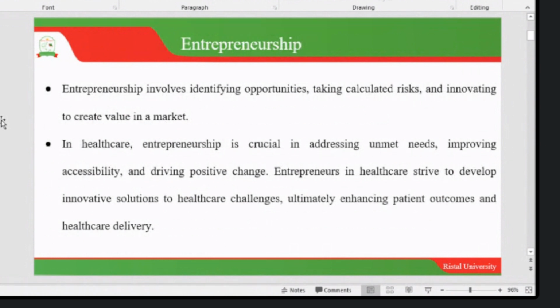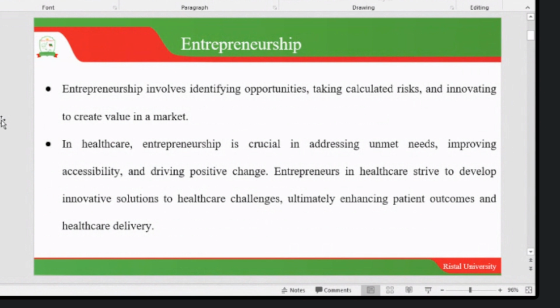So basically, when we talk about entrepreneurship, we are looking at that process that involves identifying opportunities, taking calculated risks, and innovating to create value in a market. So when we talk about entrepreneurship in the sense of healthcare, we are looking at identifying those opportunities, those gaps that need to be filled with an entrepreneurial venture, taking risks, but these risks should be calculated. You should first see whether it is really worth the risk or not.